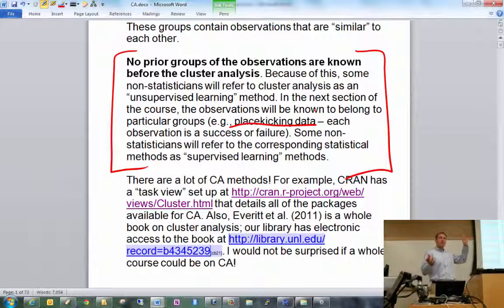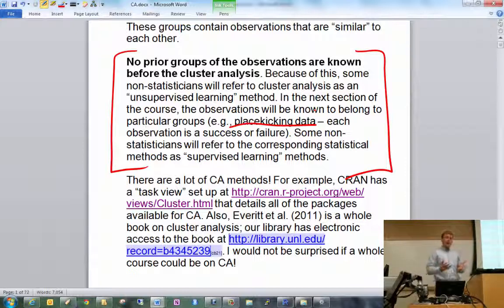Okay? In that particular case, what we're going to be interested in is trying to predict the groups, given information on observations where we know what groups they come from. And that's essentially going to be the last portion of our course. We're going to focus on that. But cluster analysis says, okay, we don't know what groups these particular observations come from at all.